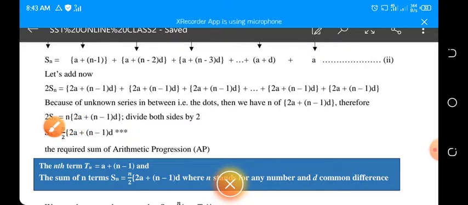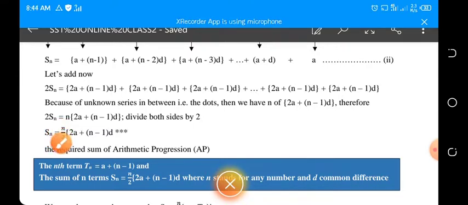Now, if I divide both sides by 2, I will have my formula, which is Sn equals n over 2 into bracket 2a plus n minus 1d. Now, let me put that because there is something I want us to explain there. I put that there, okay? And this is the required formula for the sum of AP. Anytime you want the sum of AP, this is the formula you use.